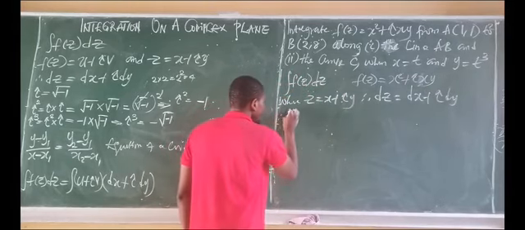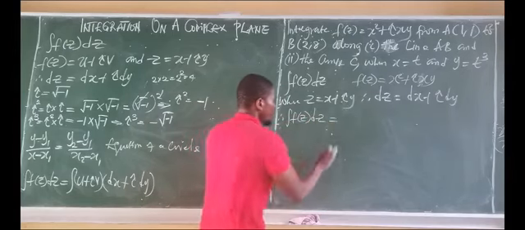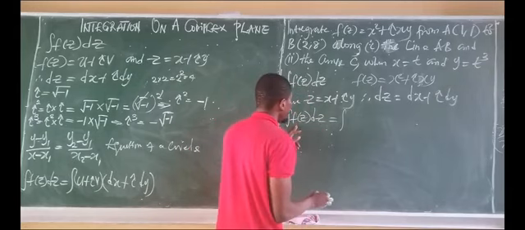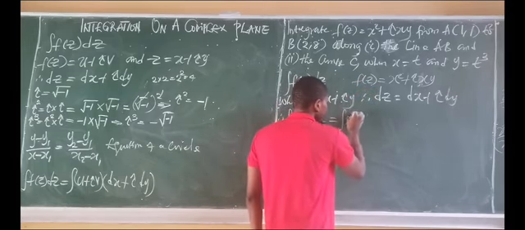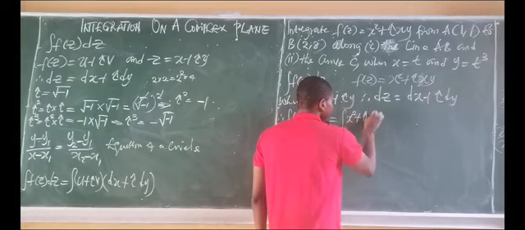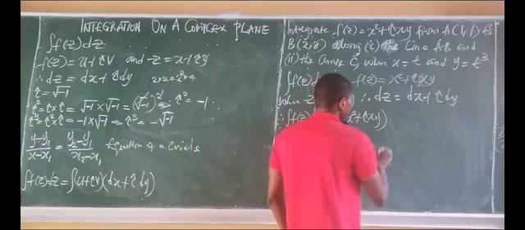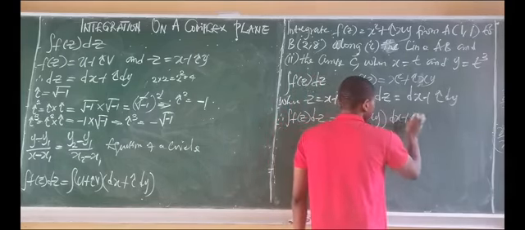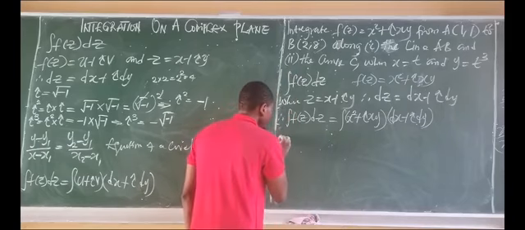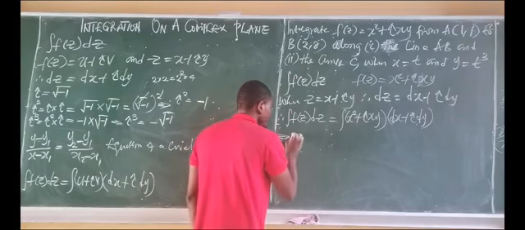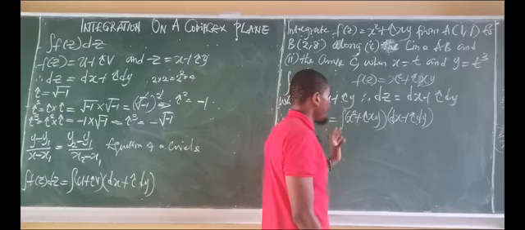Okay, you have this. So let's plug these two into the equation now. Therefore, integral of f of z dz is now equal to integral. What is f of z? f of z is x squared plus ixy. You put it down, x squared plus ixy, multiply by dz, and dz itself remains dx plus i dy. So let's expand this bracket now and see.